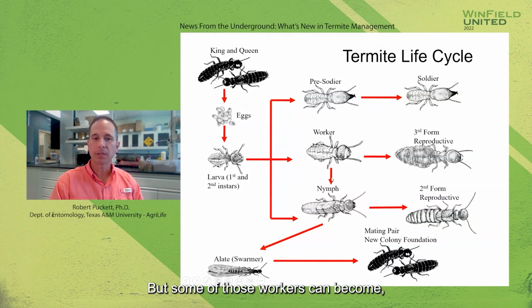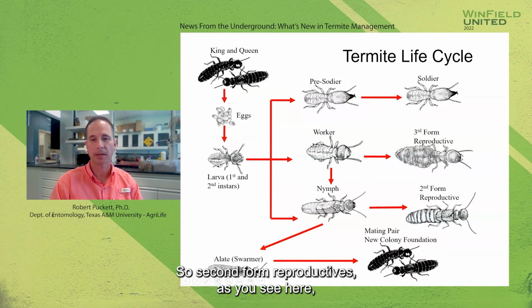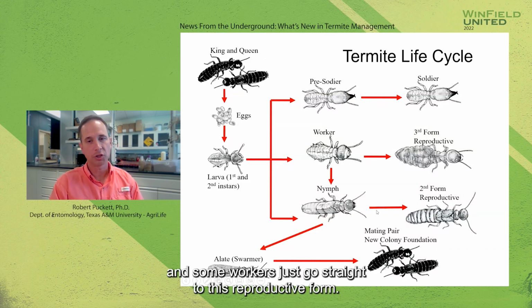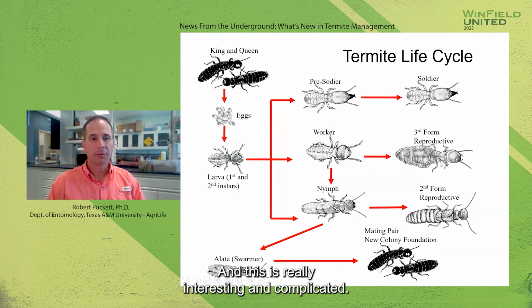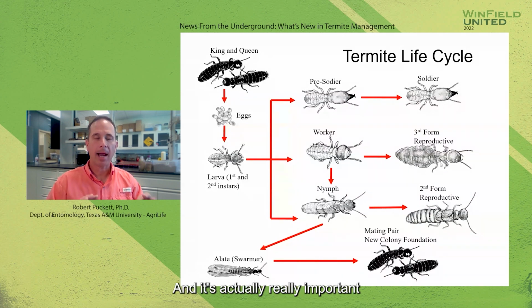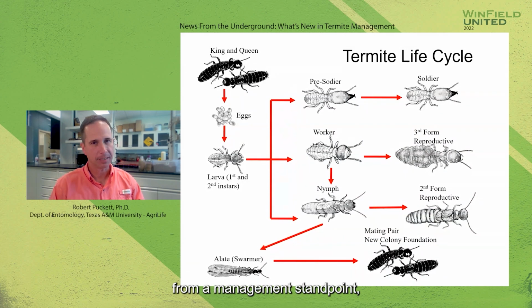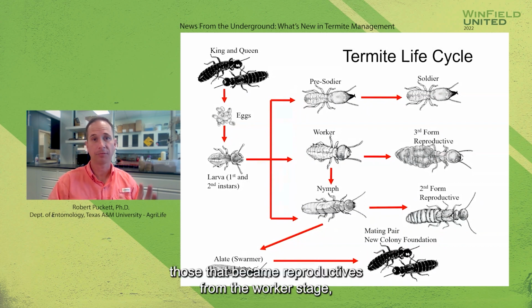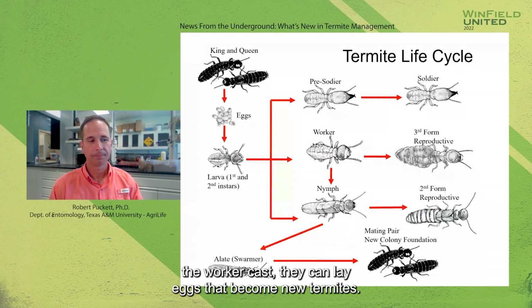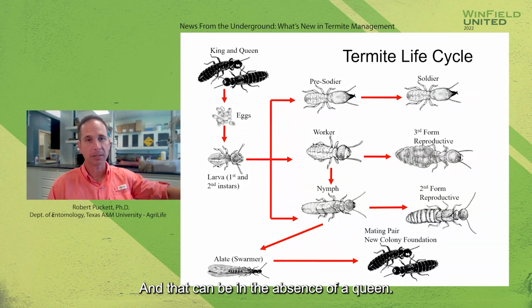But some of those workers can become, they develop through their nymphal stage into what we call neotenic reproductives. So second form reproductives, as you see here. And some workers just go straight to this reproductive form. And this is really interesting and complicated, and it's actually really important from a management standpoint, because these neotenic reproductives, those that became reproductives from the worker stage, the worker caste, they can lay eggs that become new termites, right? And that can be in the absence of a queen.